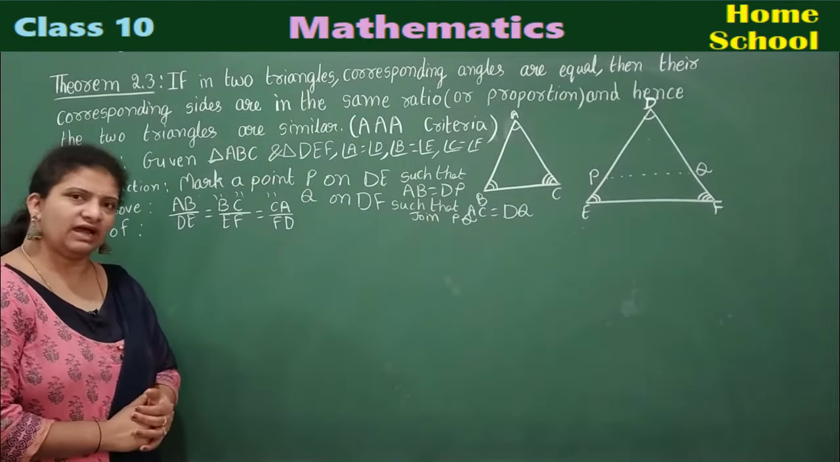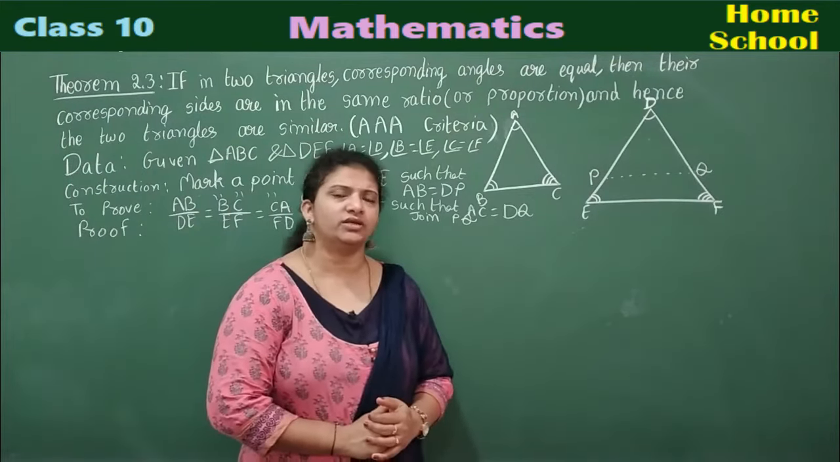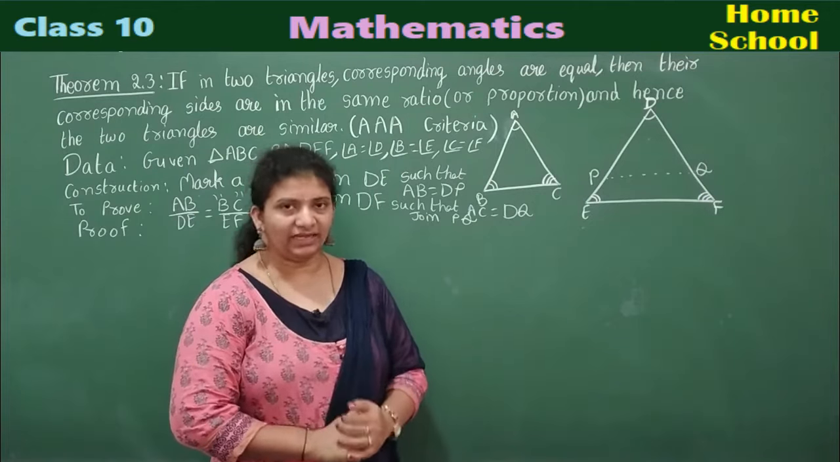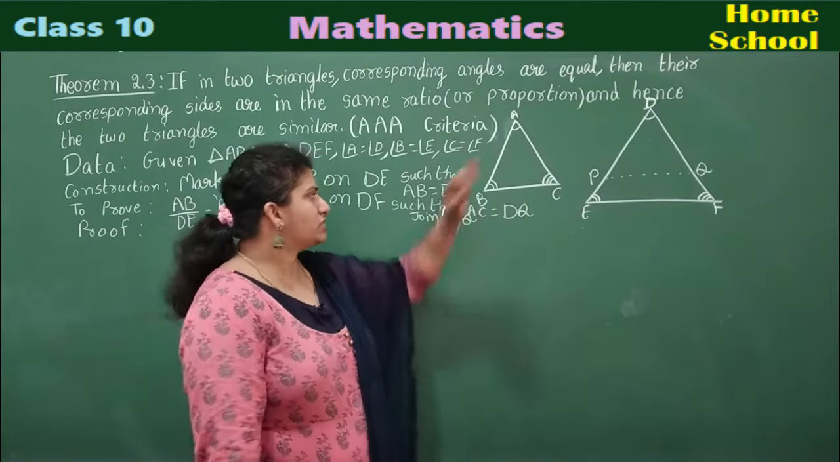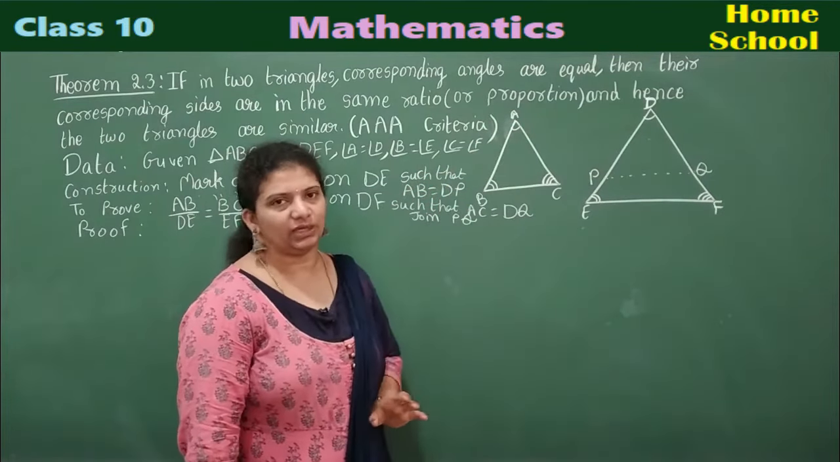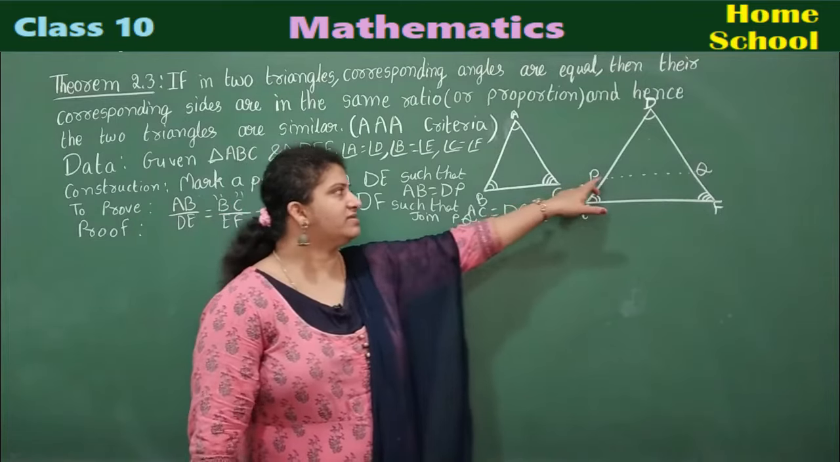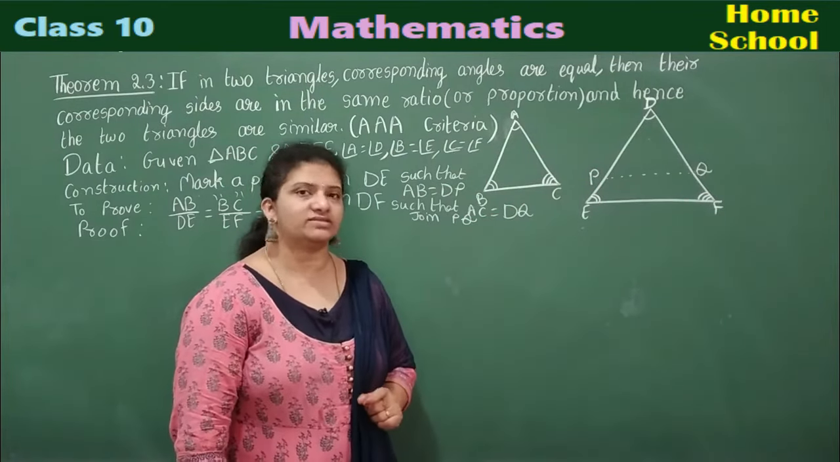So, how do we start here, children? How can I prove they are in proportion? So, I'm going to give you a hint first. I'll give you an idea. So now, what we know, children, angles are equal. So, we have taken such that this is same. We are going to prove congruency here.